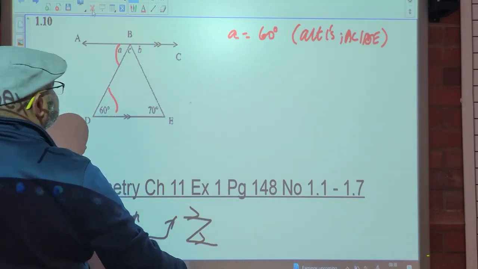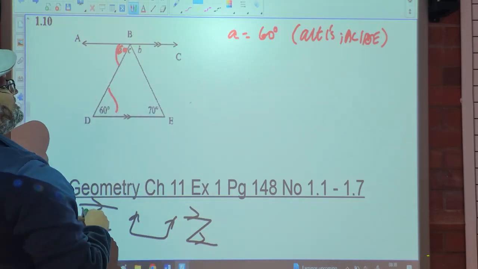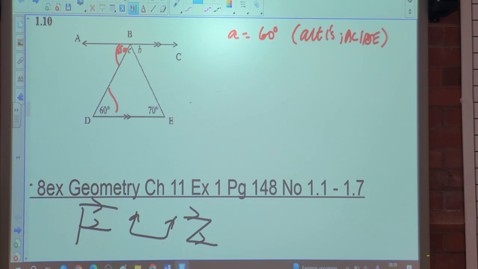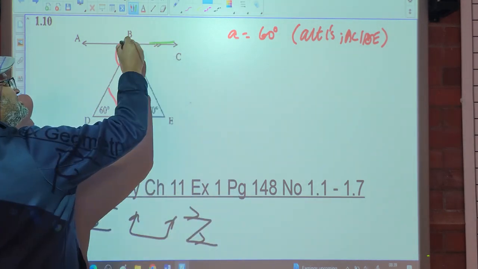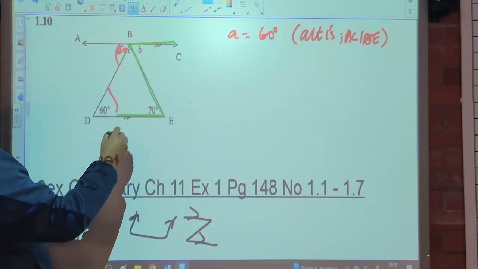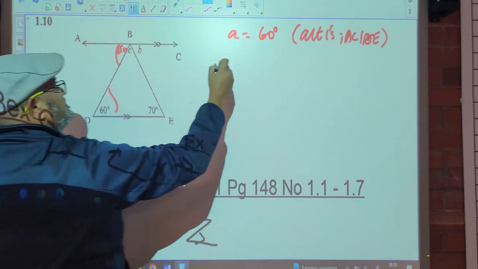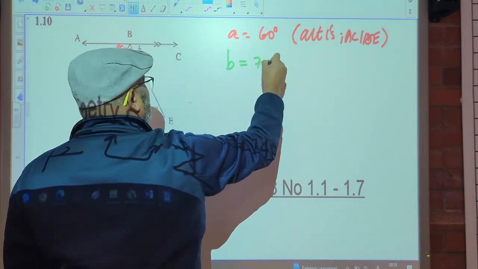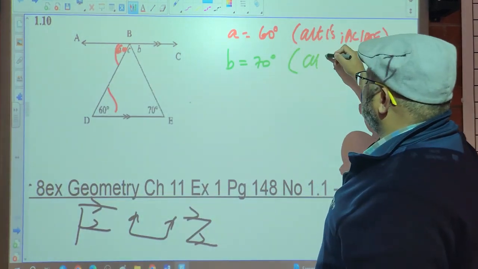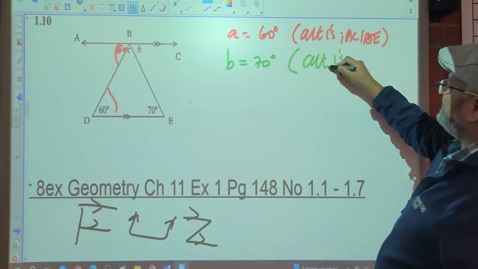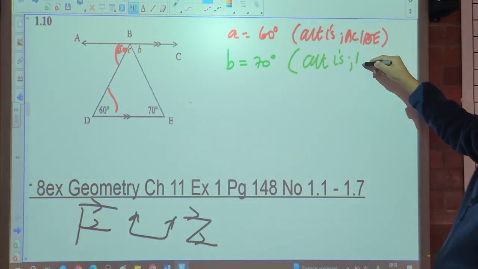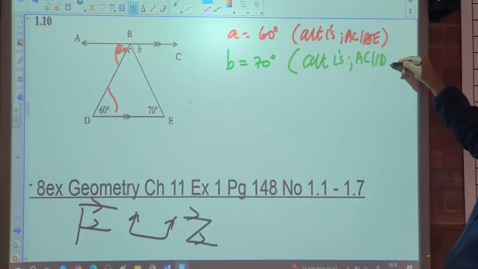Right. How do you calculate B? Alternate angles again, but the other way around now, not so. So B is 70 degrees. Why? Again, alternate angles with AC being parallel to DE.